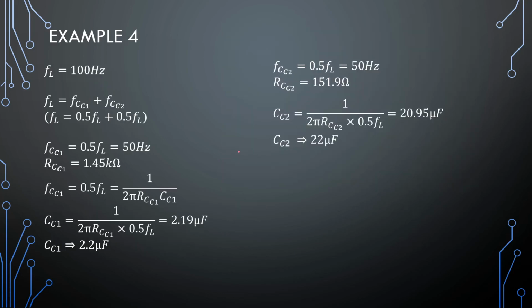Now designing for 100 Hertz, it's 50 Hertz each capacitor. So the first capacitor is seeing 1.45 kilo ohms. We calculate that, we get 2.19 microfarad or 2.2 microfarads, and the 152 ohm resistance sees 20.95 microfarads, and that is basically a 22 microfarad capacitor. Quite simple. So let's have a look at our simulation.